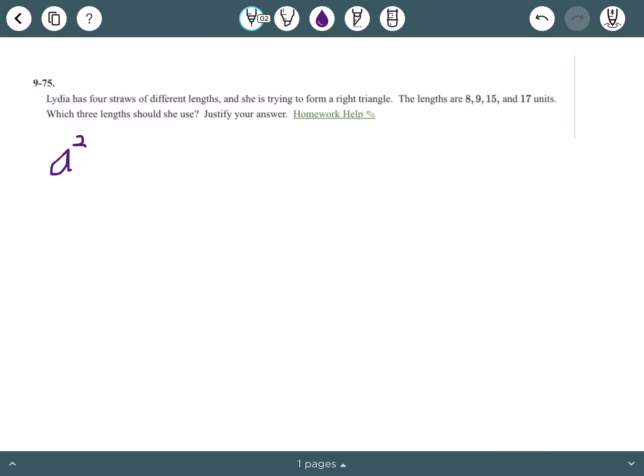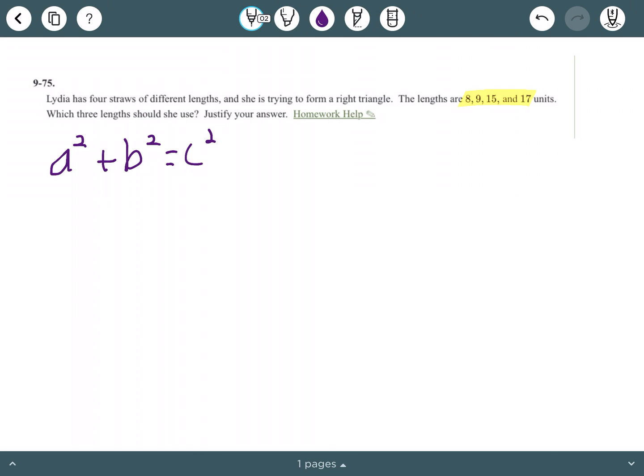So we know that for a right triangle, our 2 smaller areas should add up to the third. In other words, that's the Pythagorean theorem, a squared plus b squared equals c squared. And c squared is always the hypotenuse, or the longest side. So for this, I think the best thing to do would be to take these lengths and square them.